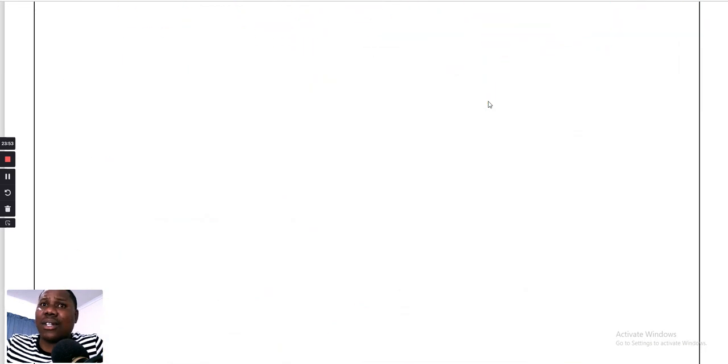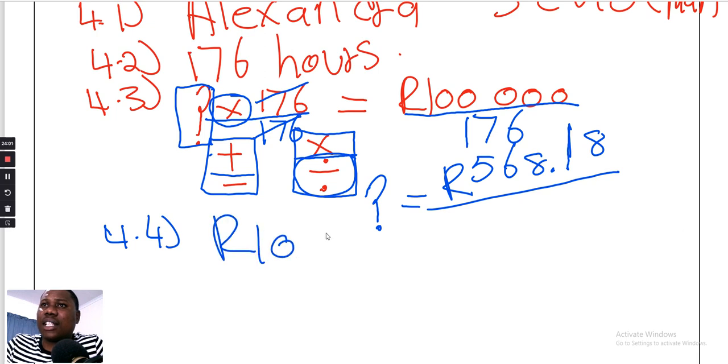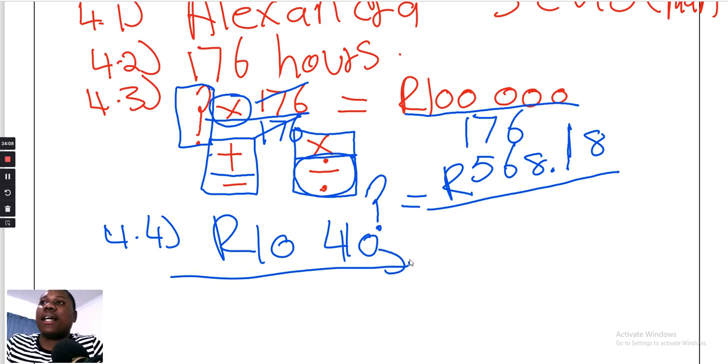So that is our answer, this is 4.4. The tax that was paid is 10,410. That was the tax that was paid.